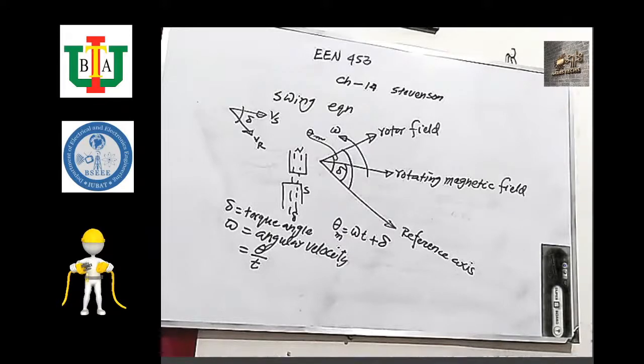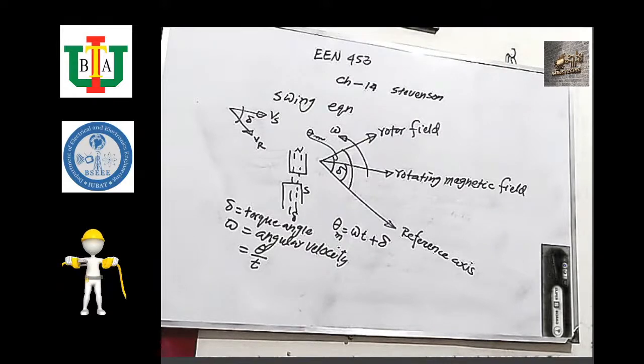I have given some idea. I have written theta m equal to omega t plus delta. What is omega? Omega is the angular velocity. There are three fields you see: one is the rotor field, another is the rotating magnetic field, and another is the reference axis. The three things are rotating together in synchronous condition. But when there is a disturbance, then the delta angle varies.